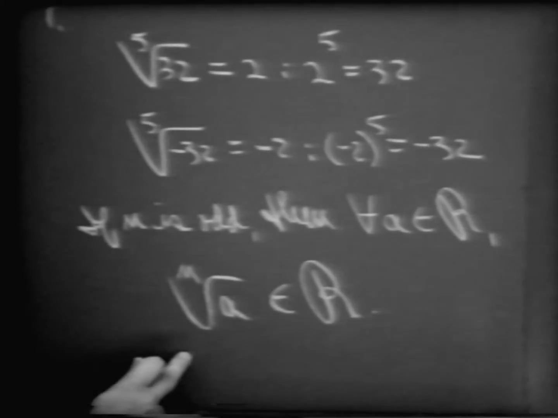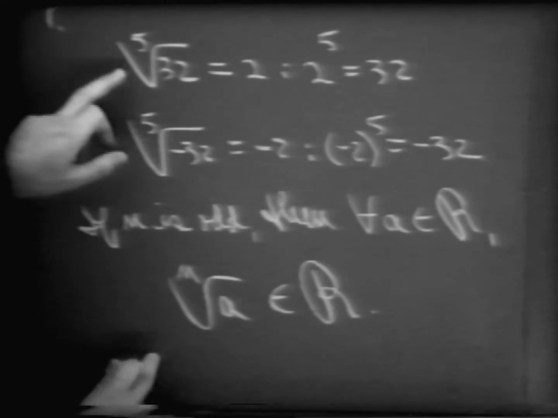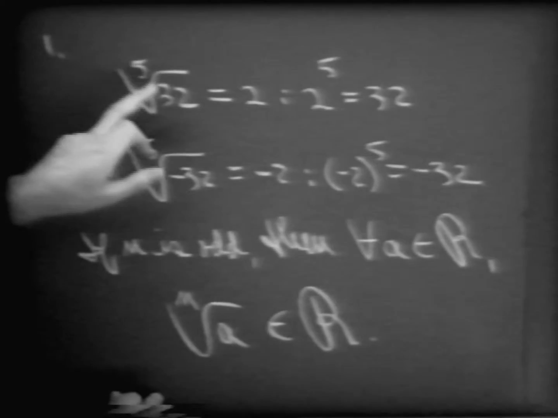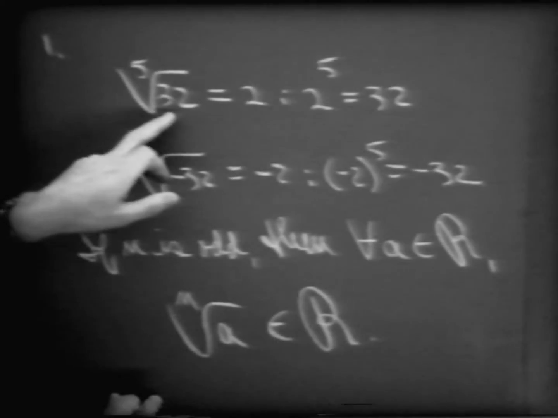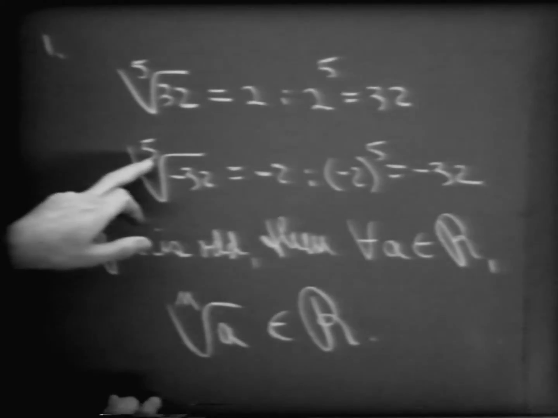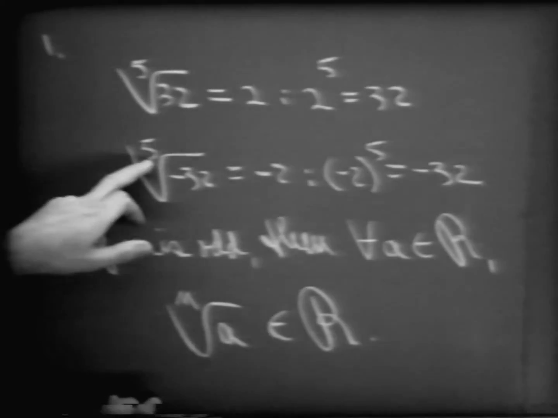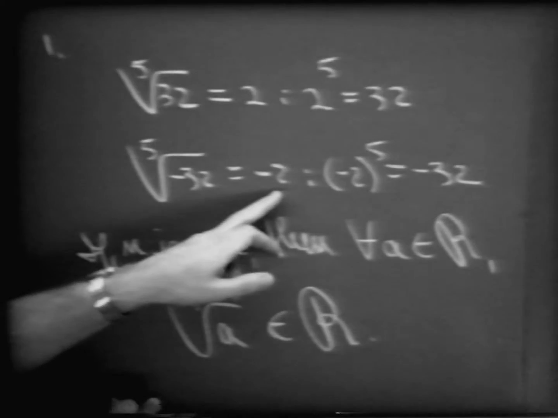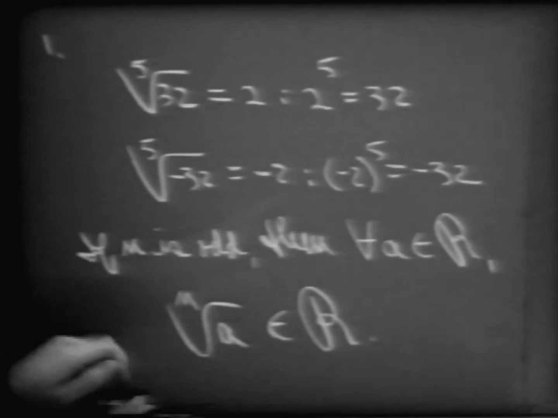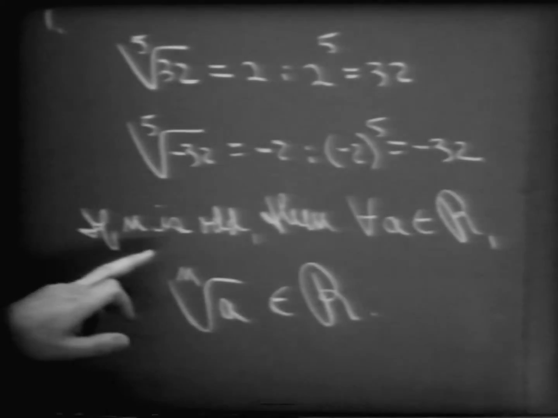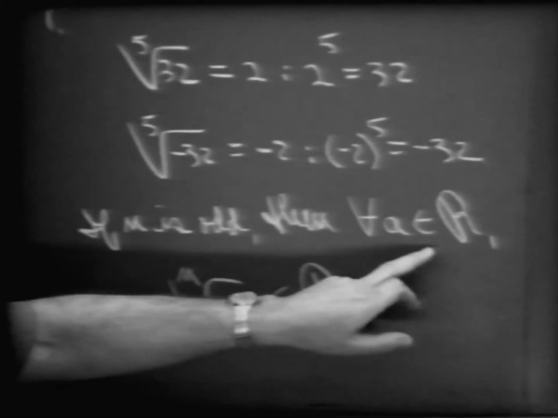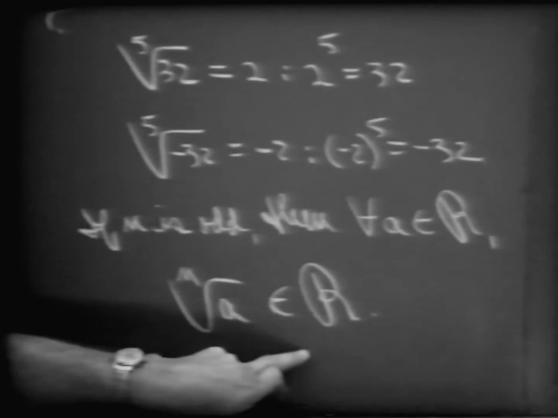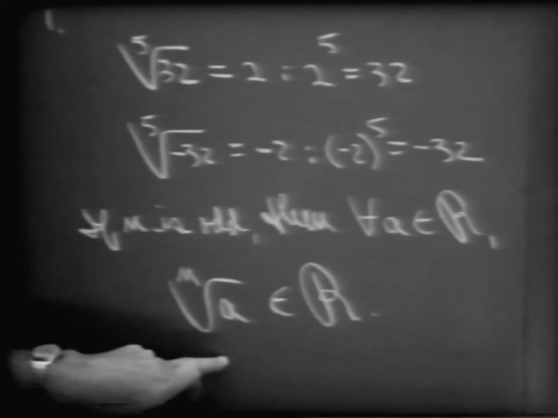Let's first of all establish this conclusion. Notice here we have a 5th root of 32. This is an nth root, which is an odd root, of a positive number, and here the odd root of a negative number, and both of these are well defined. These are real numbers. And here we have that generalization. If n is odd, then for every real number a, the nth root of a is also a real number. In other words, it's well defined, okay?